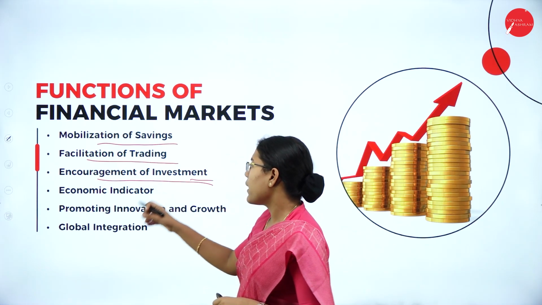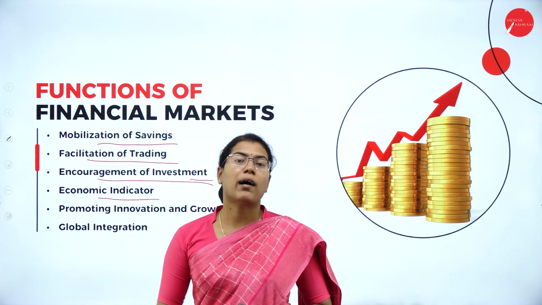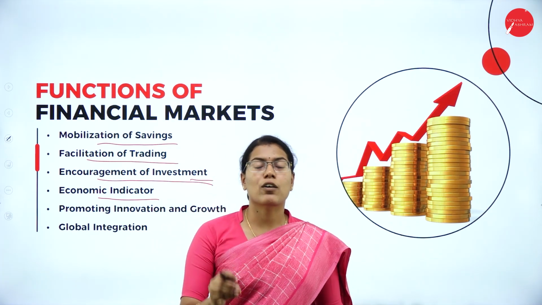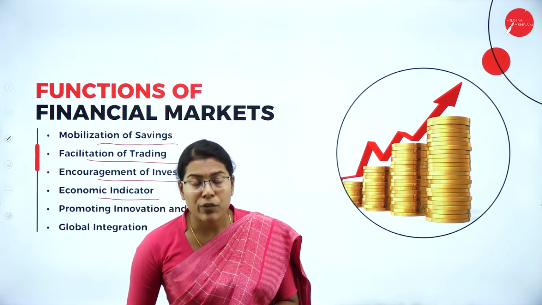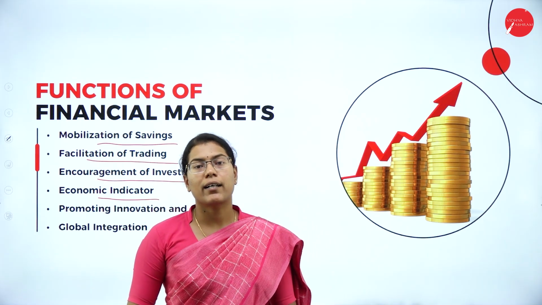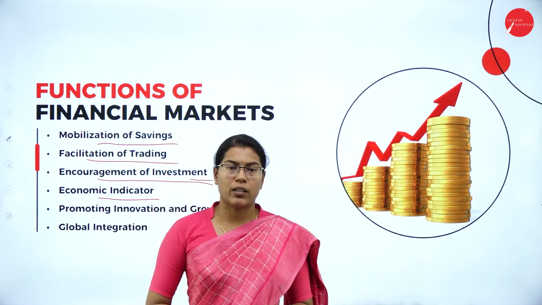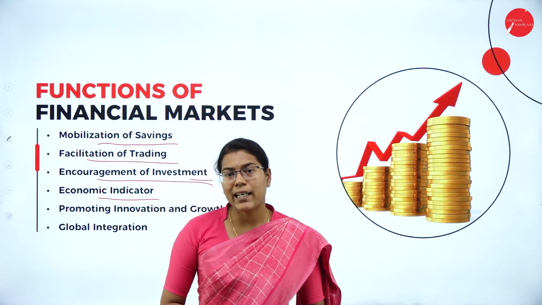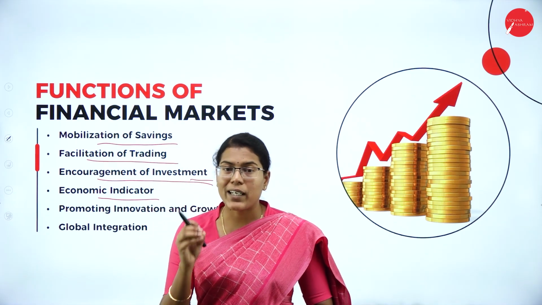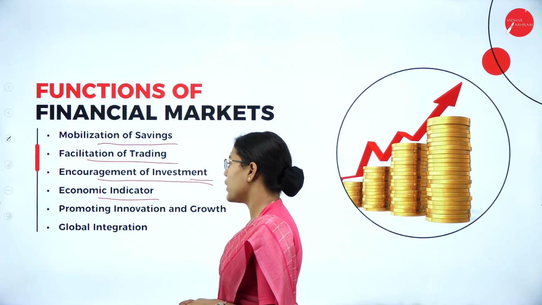Next is the economic indicator. The performance of the financial market is one of the main economic indicators of economic growth in the country. For example, a bullish trend of the financial market indicates positive economic growth of the country, whereas a bearish market indicates there is an economic slowdown in the country. So it depicts the economic status and stability of that particular nation.